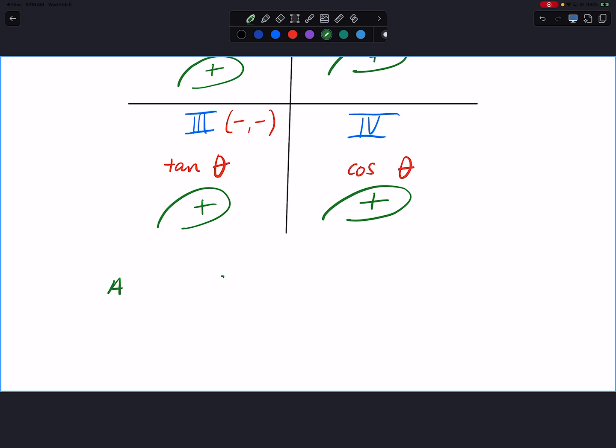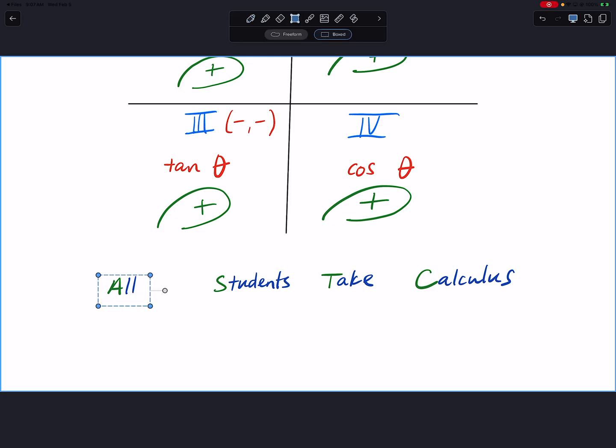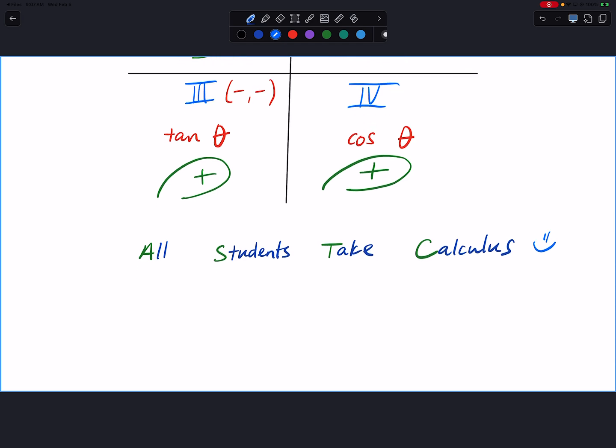And it's this phrase. All students take calculus. If you guys remember that phrase, that will help you guys with the signs of all the trig functions. Okay? Cool? All right. So now that we know that, let's do some problems.